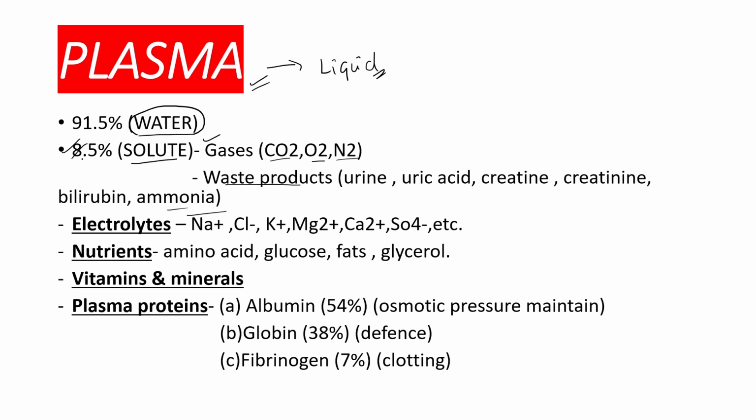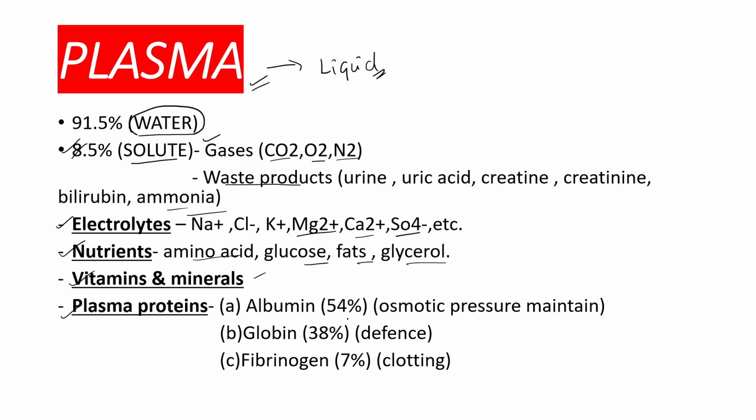Now 8.5% के अंदर और क्या है? इलेक्ट्रोलाइट्स, न्यूट्रिएंट्स, विटामिन्स एंड मिनरल्स एंड प्लाज्मा प्रोटीन्स. सो इलेक्ट्रोलाइट्स Na पॉजिटिव, Cl नेगेटिव, K पॉजिटिव, Mg²⁺ पॉजिटिव, Ca²⁺ पॉजिटिव, SO4 नेगेटिव, एट्सेट्रा. Nutrients: amino acids, glucose, fats, glycerol, and then vitamins and minerals. Then plasma proteins like albumin.